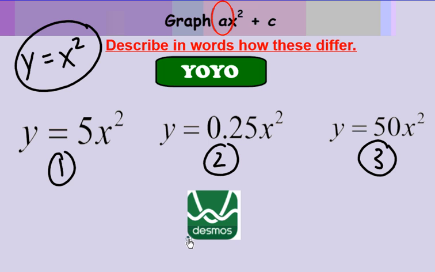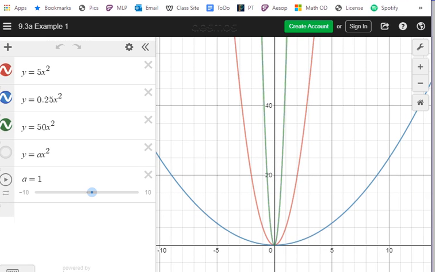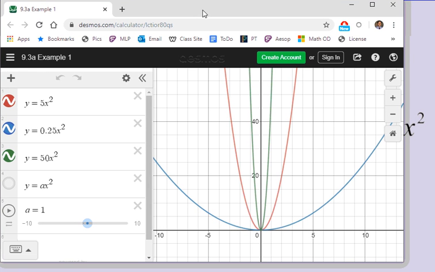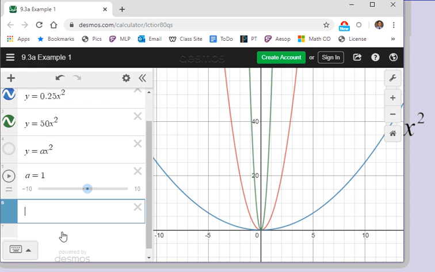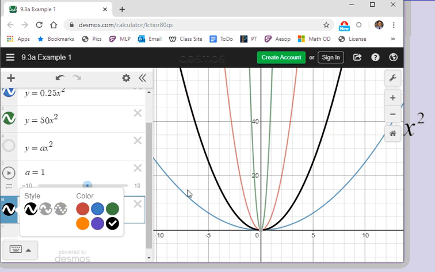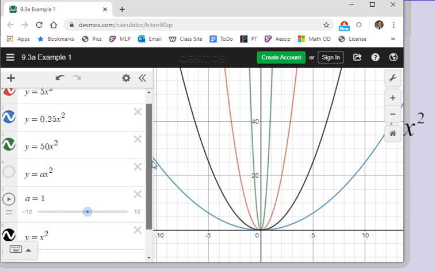Okay, welcome back. So I'll show you in Desmos what this is going to look like. Desmos is a great tool for graphing quadratics because you can easily adjust the window. So I'm going to pull the picture right over so you can see it. And here's what it looks like. So here's our parent function right here. Where is it? Y equals x squared. Let's do it in black. Right there, y equals x squared is our parent function in black.